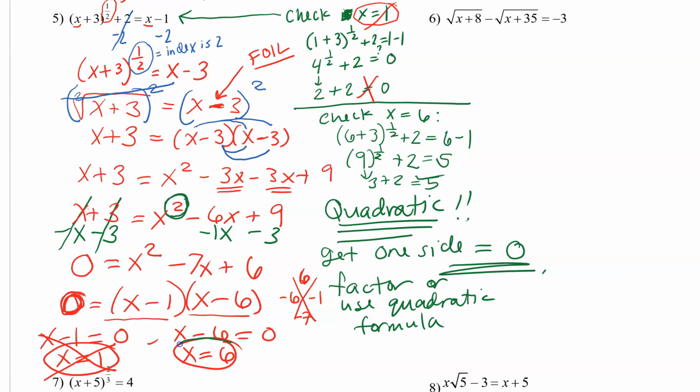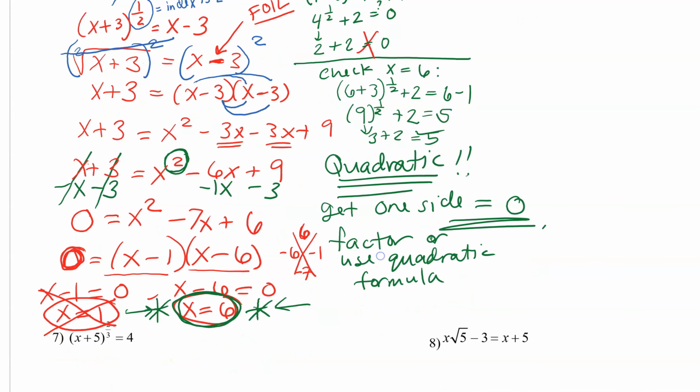So it looks like my one and only solution, even though I ended up with 2 of these when I solved, only one of them actually makes the equation true. And so I only have one answer, x equals 6. So always check your answers, because sometimes they come out to be extraneous solutions.